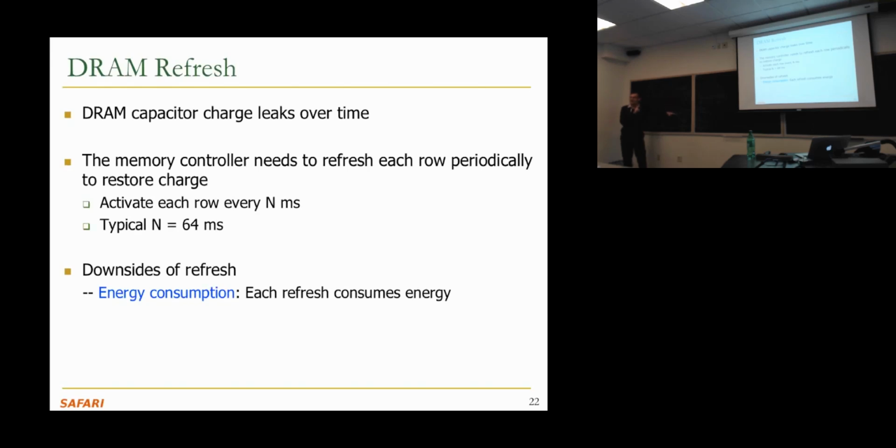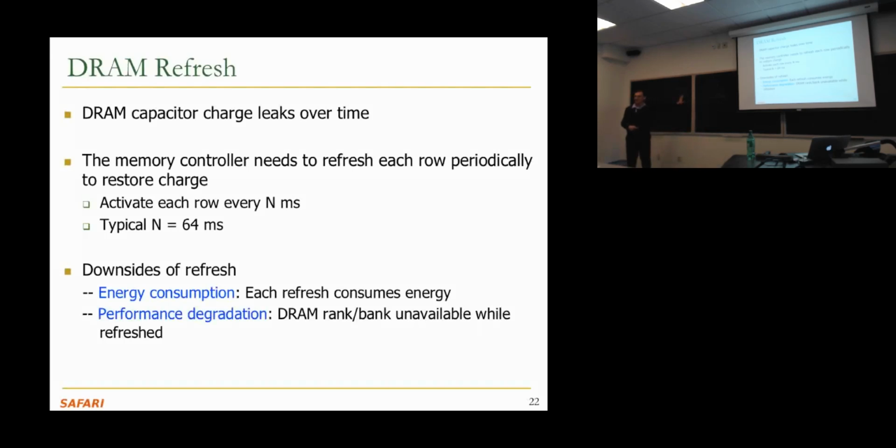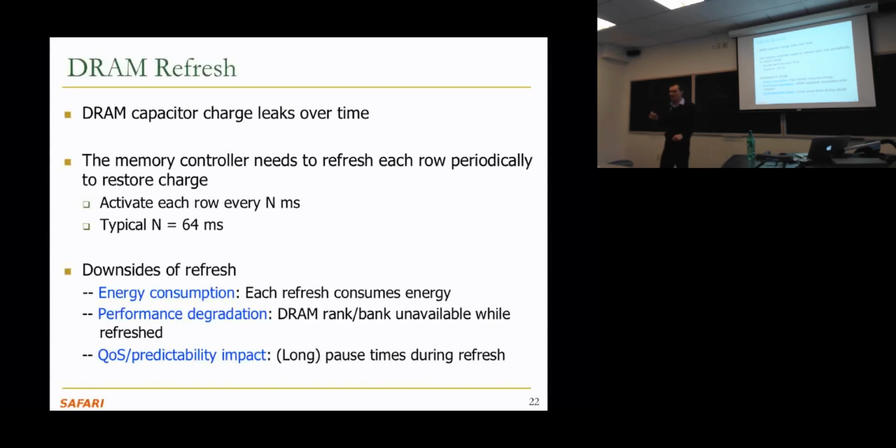And that consumes energy. And that also degrades performance, right? Because while you're refreshing this bank, nobody can access it, right? Because you're refreshing that bank to maintain data. And this leads to quality of service impact. It could be when you need that data as a user, the bank can be refreshing, right?